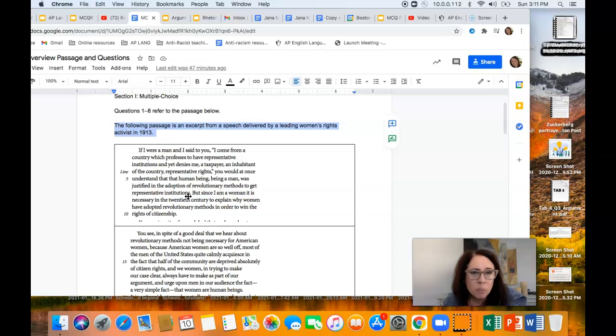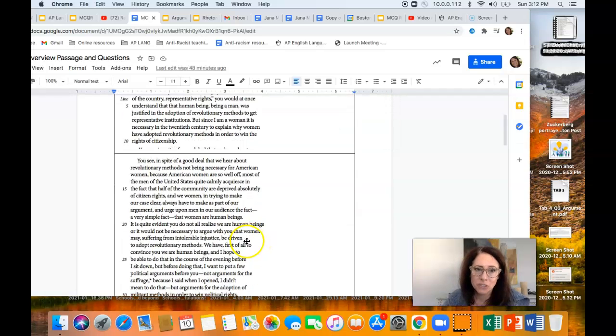And I am looking for the big verbs. "I come from a country that denies me, an inhabitant of the country." So this phrase, denies me, is huge, right? If she is denied, she is less than others, right? She does not have. And then I'm just going to read the very last sentence, kind of doing the same thing. I'm looking for the subject, the actor, the doer, and then the action. Who is doing what? "It is necessary to explain, and then explain why women have adopted revolutionary methods in order to win the rights of citizenship."